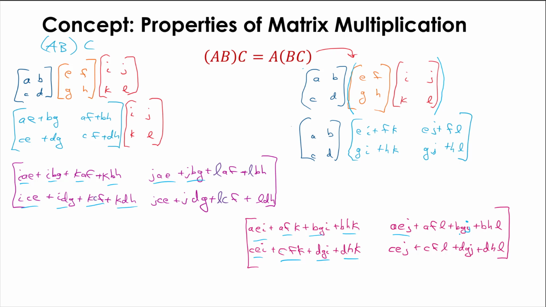Now I have LAF and AFL. I've got LBH and BHL. In my second row, second column, JCE, CEJ. I've got JDG, DGJ, LCF, FCL, and LDH, DHL. All right, we've made it through the proof. So we can see here that we do have the associative property of matrix multiplication, and it is true and valid.